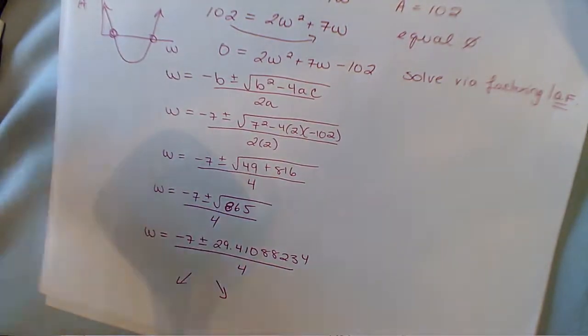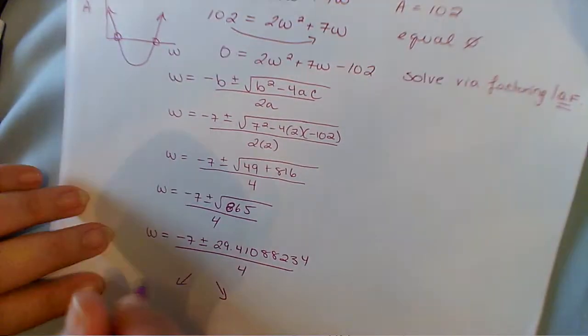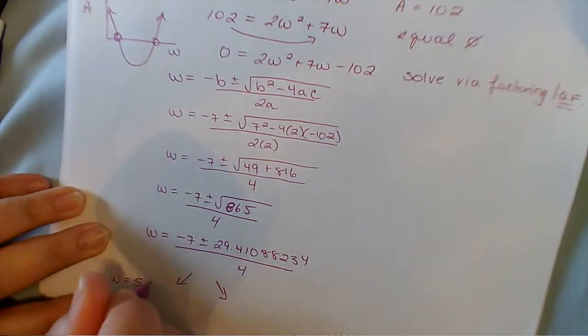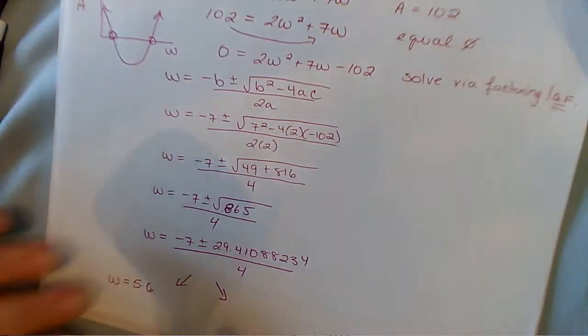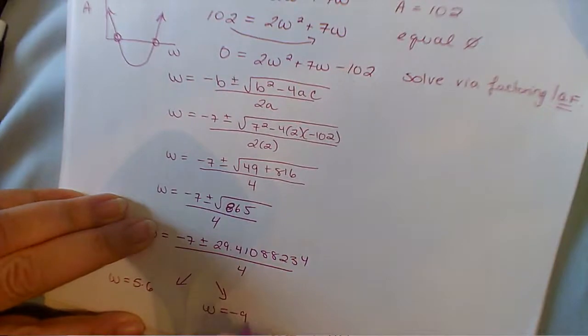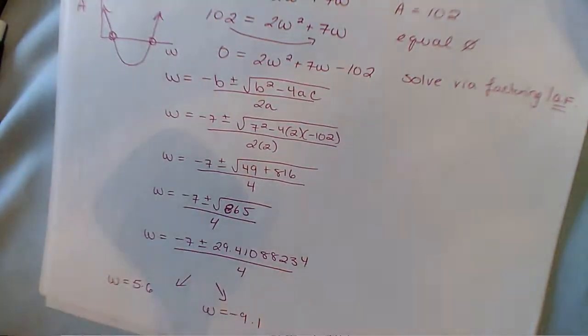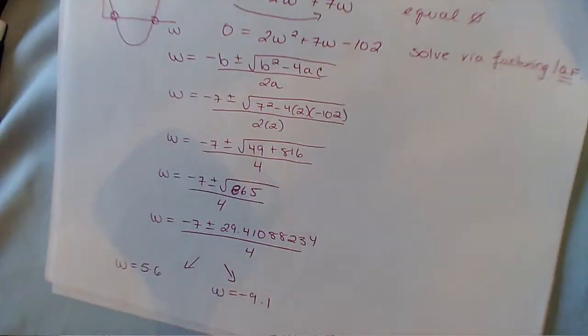So negative 7 plus 29.4. And then we divide by 4. So the first answer I get is 5.6. Negative 7 minus 29.410888234. And then we divide by 4, negative 9.1. So again, remembering that W stands for width.